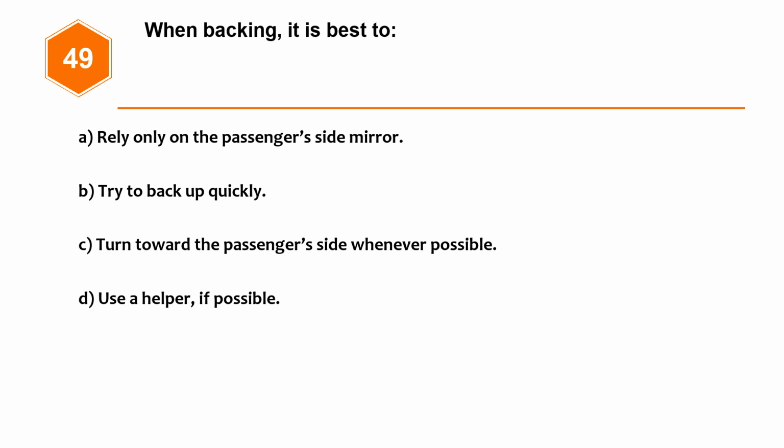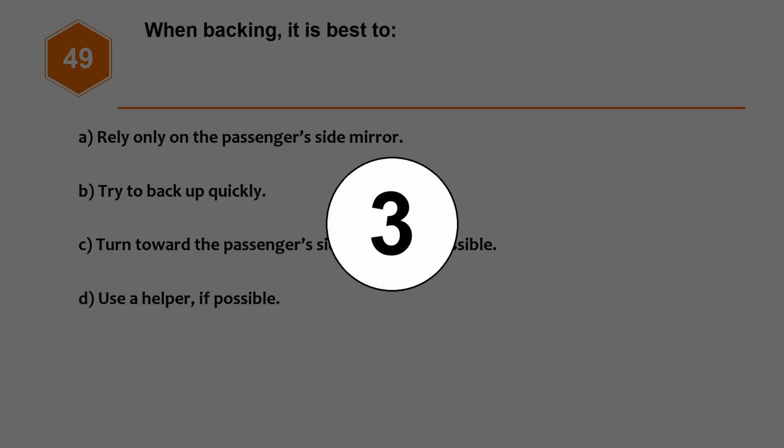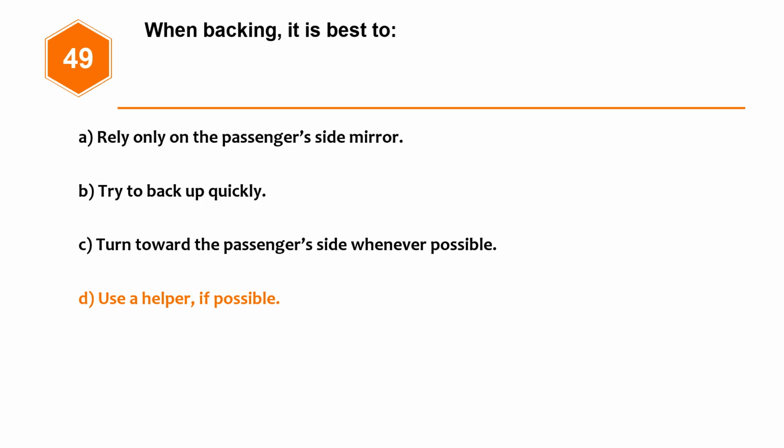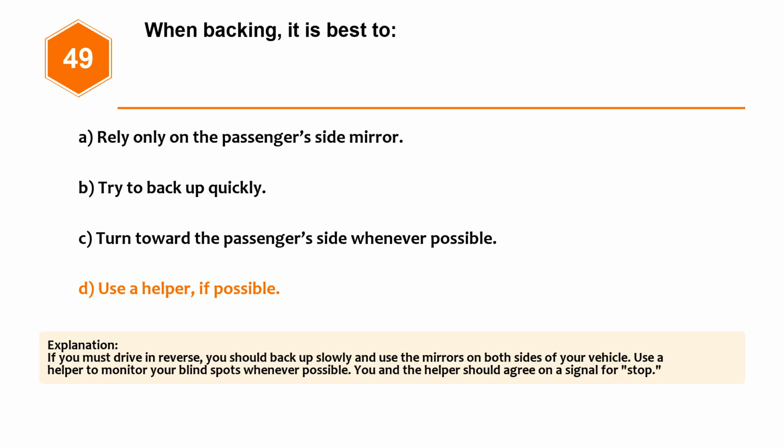Question 49. When backing, it is best to Option A. Rely only on the passenger's side mirror. Option B. Try to back up quickly. Option C. Turn toward the passenger's side whenever possible. Option D. Use a helper if possible. The correct answer is option D. Use a helper if possible. Explanation. If you must drive in reverse, you should back up slowly and use the mirrors on both sides of your vehicle. Use a helper to monitor your blind spots whenever possible. You and the helper should agree on a signal for stop.